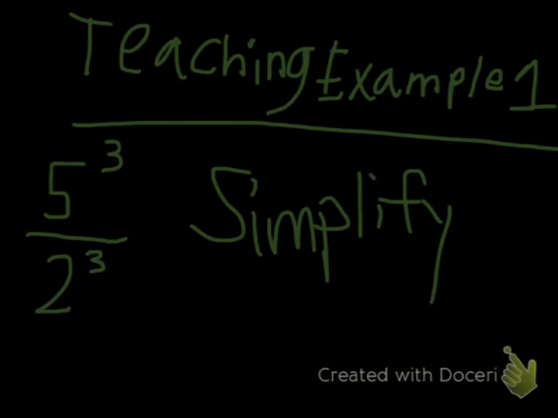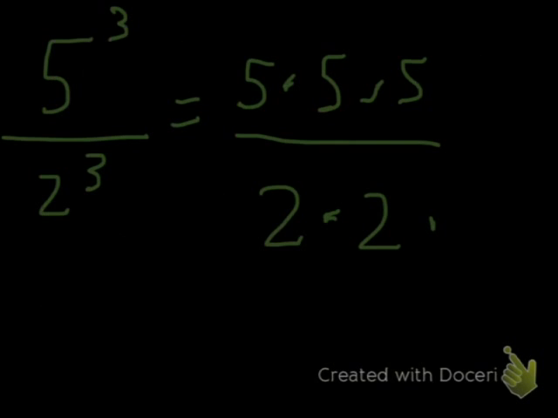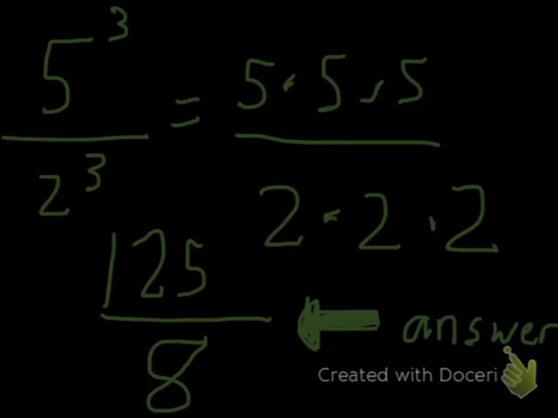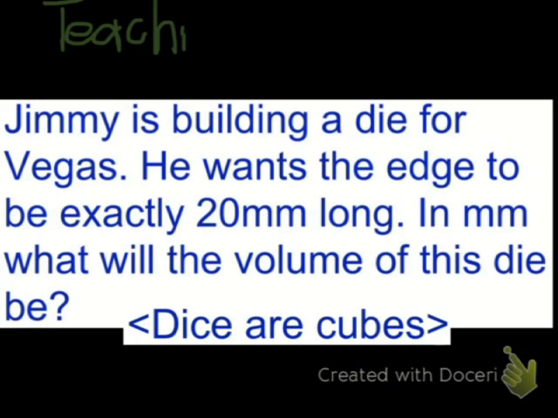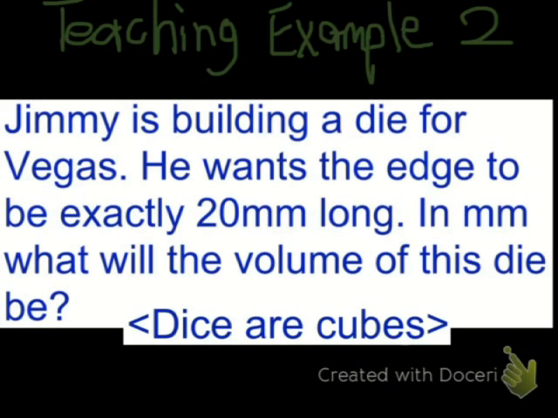Well, this is our first teaching example. You're on your own now, kids. Well, not really. We're going to teach you it. We got 5 cubed divided by 2 cubed, and we want you to simplify it. So we're going to simplify here. 5 cubed over 2 cubed is 5 times 5 times 5 over 2 times 2 times 2, which equals 125 over 8. And that's your answer.